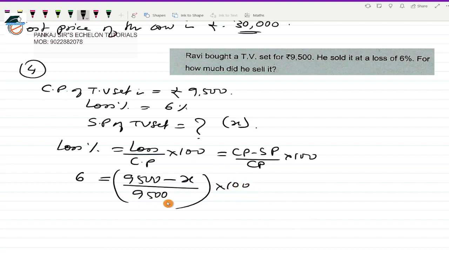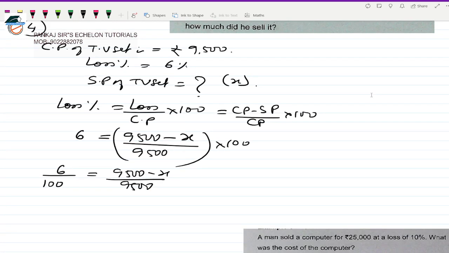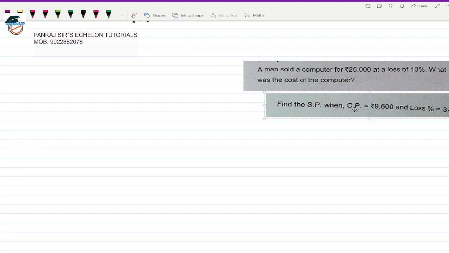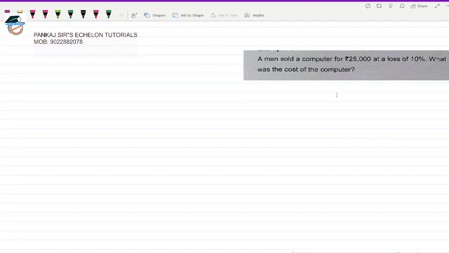Now my job is to find out this x. So what I'll do is, this 100, first I'm bringing on the left hand side, so it will become 6 upon 100 equal to 9,500 minus x upon 9,500. Now next what I will do is, let me bring this down once again.